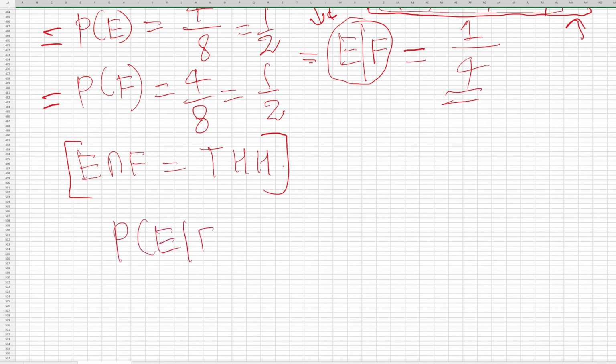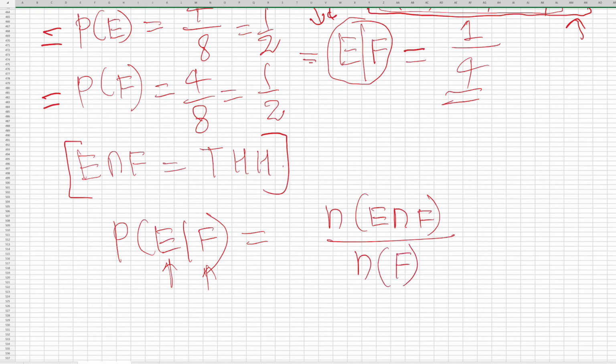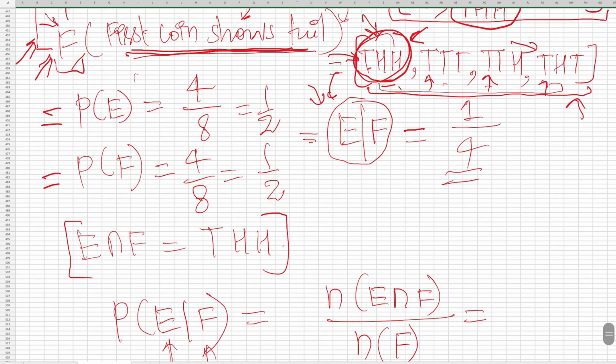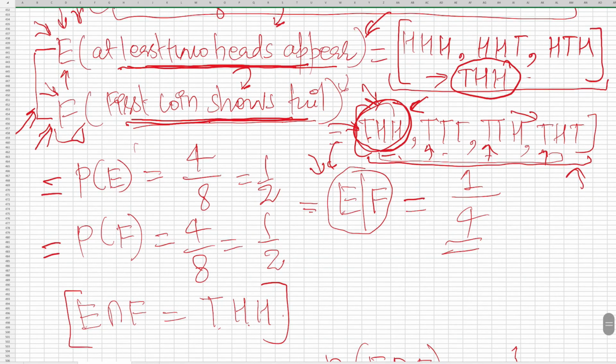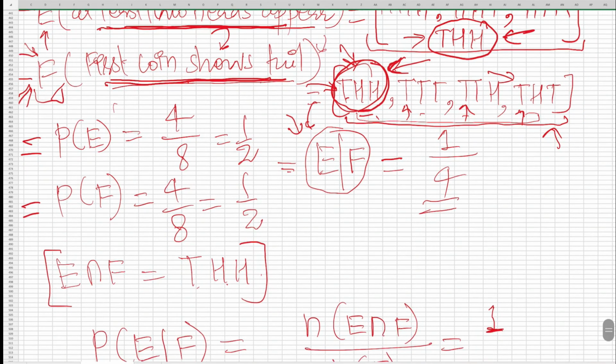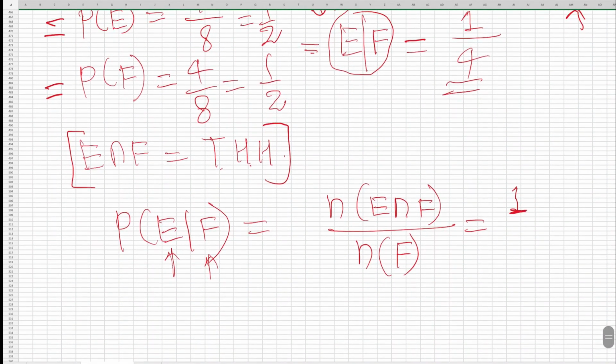So while calculating the probability of E when F is already occurring, we need to calculate the number of outcomes common between these two events divided by the number of outcomes which are favorable to F. So we have the common outcomes of E and F, which is 1, and the number of outcomes favorable to F, which is 4. This is how we can calculate the conditional probability of two different events, right?